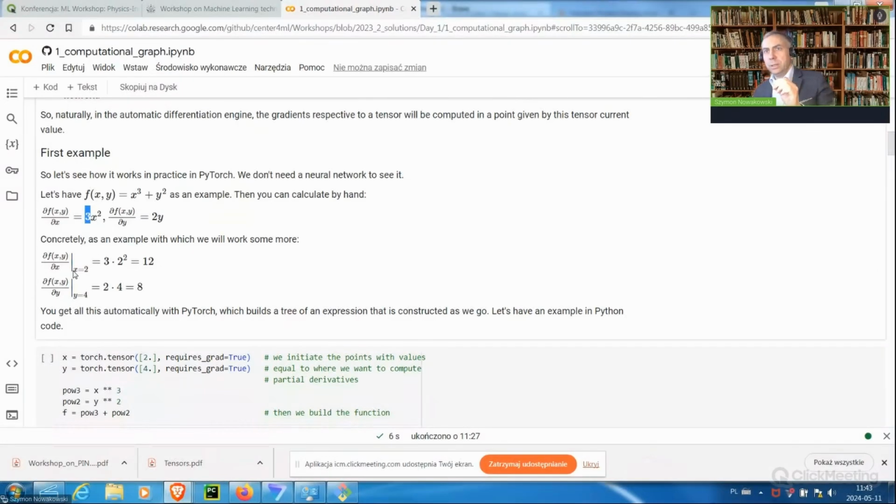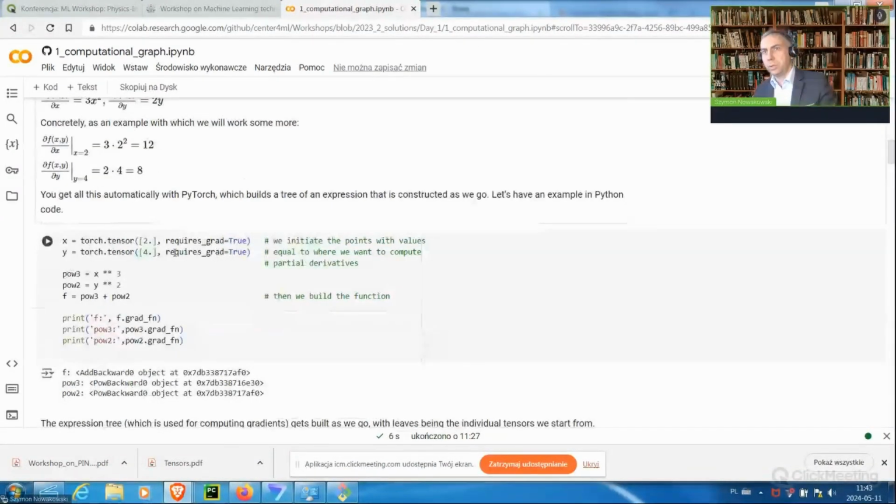So the derivative of this function with respect to x is 3x squared, and taken at x equal to 2, it is equal to 12. And the derivative with respect to y, taken at y equal to 4, is equal to 2 times 4, which is 8. Okay, and in Python you would get it.